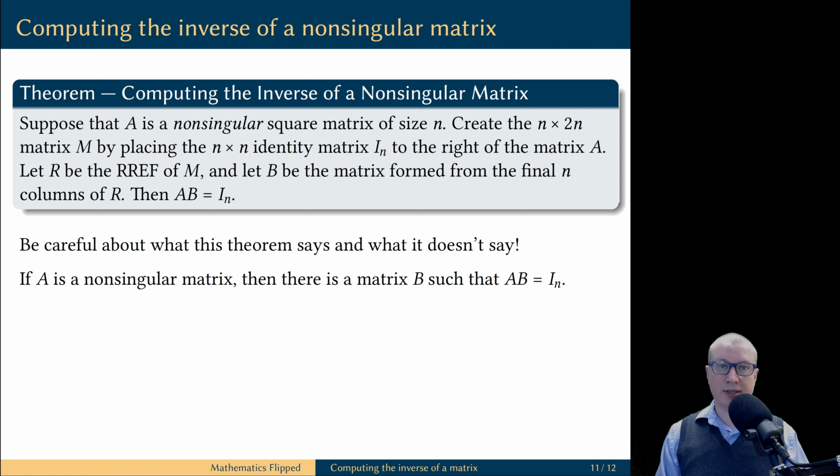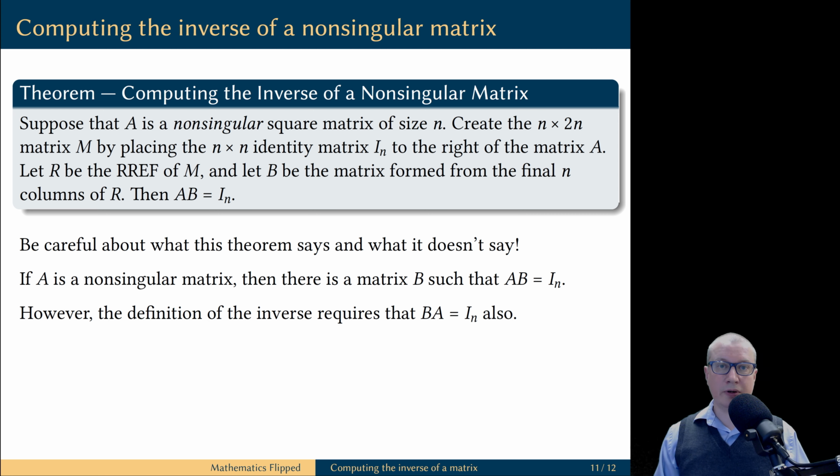Now, let's be careful in using this theorem. Let's understand what it says and what it doesn't say. This result guarantees the following. If you have a non-singular matrix A, then you can always construct another matrix B so that A times B is equal to the identity matrix. However, this is only half of the requirement of an inverse of a matrix. For the matrix B to qualify as an inverse of a matrix A, you must also satisfy the equality B times A is equal to the identity matrix.